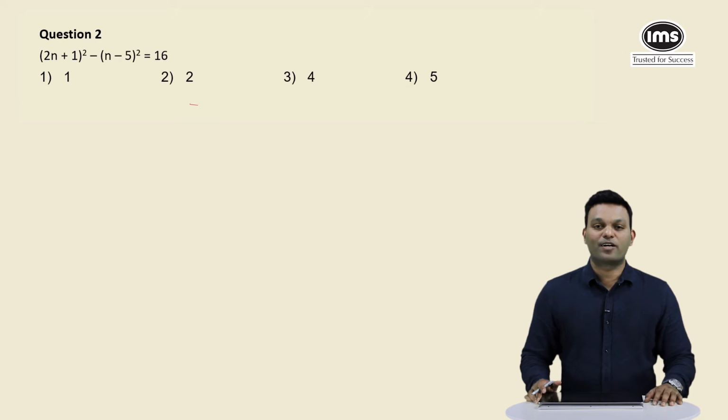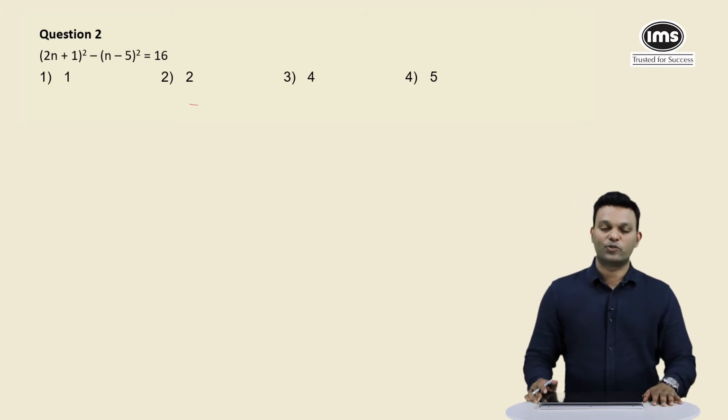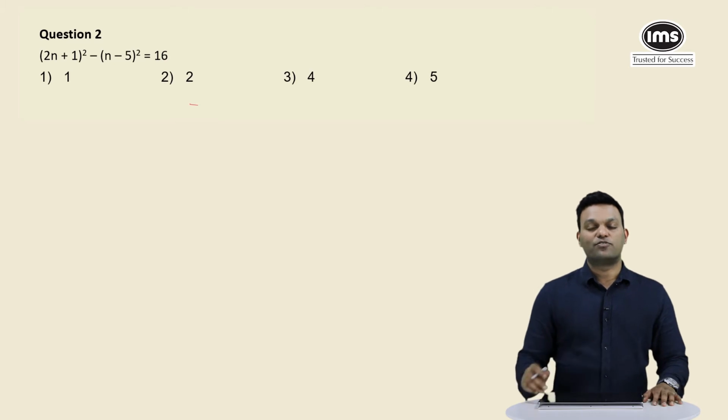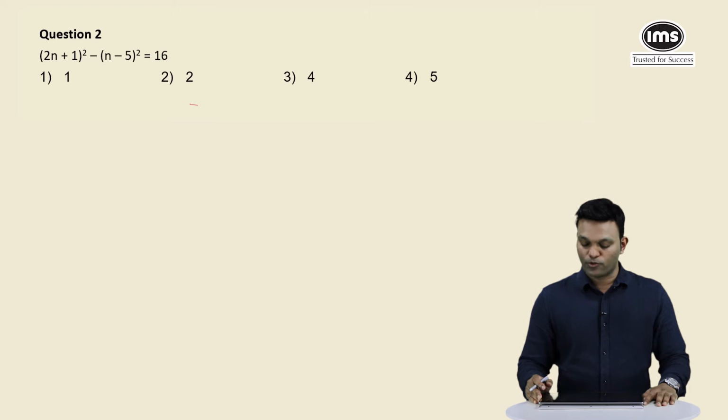So let's look at question number 2 using hack 1. It's (2n plus 1) the whole square minus (n minus 5) the whole square is equal to 16, and they're asking you to find the value of n. The options given to you are 1, 2, 4 and 5.